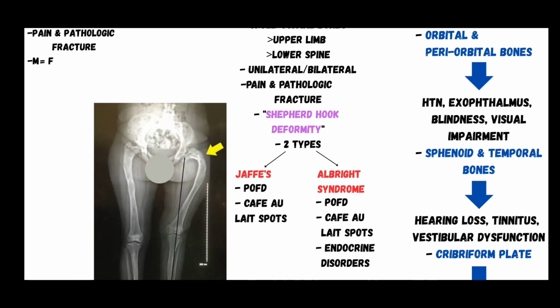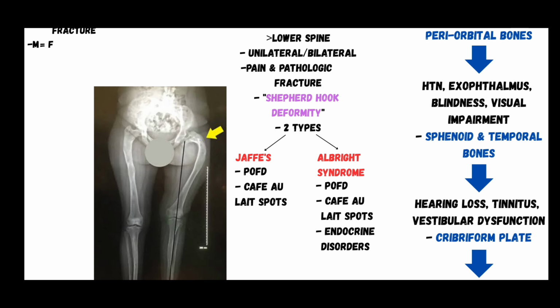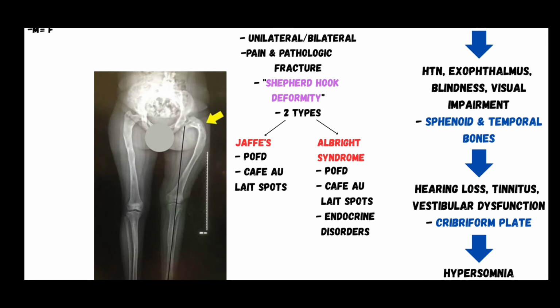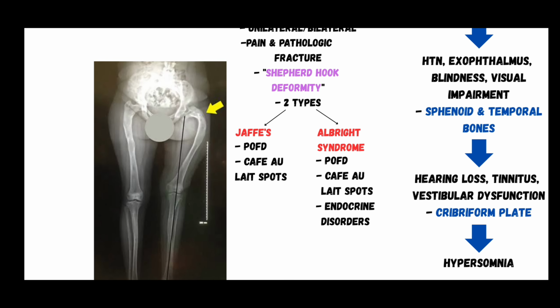When the sphenoid and temporal bones get involved, there is hearing loss, tinnitus, which means ringing in the ears, vestibular dysfunction, which leads to improper balance. If cribriform plate of ethmoid bone gets affected, it leads to hypersomnia or excessive sleep. Insomnia is no sleep, hypersomnia is excessive sleep.